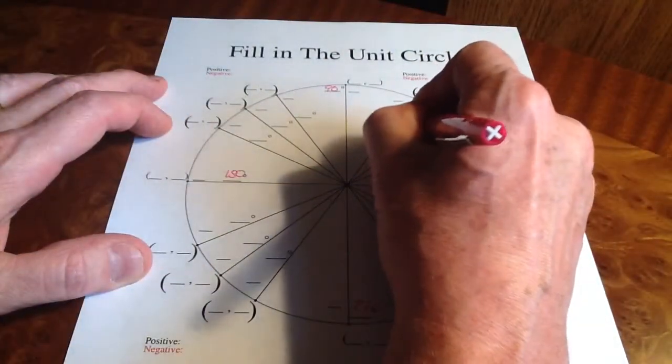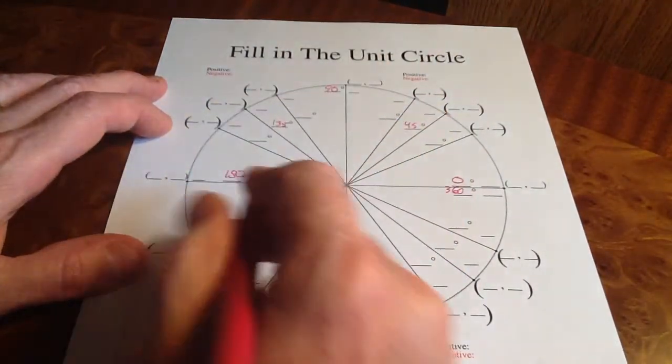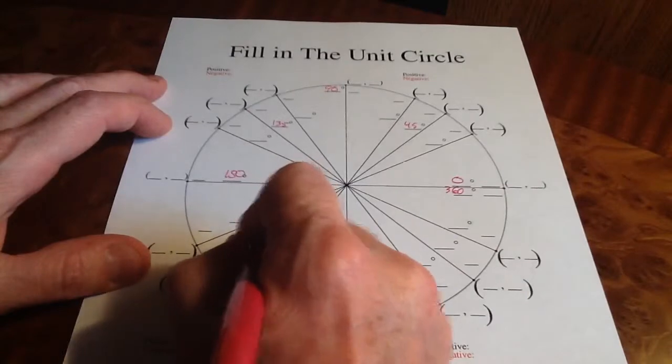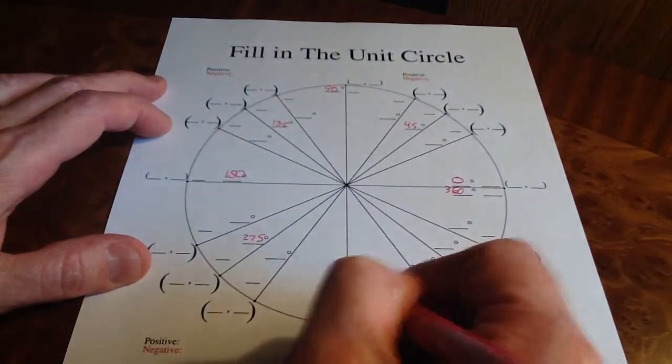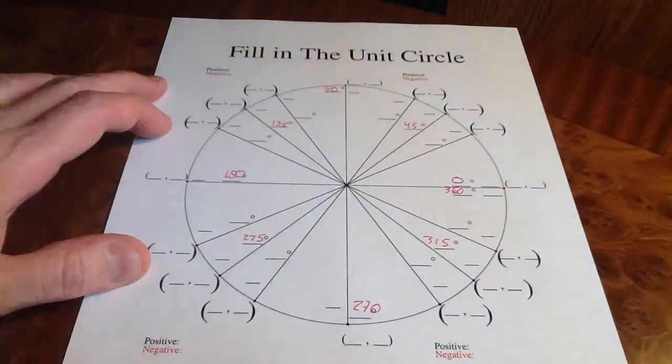Let me go to 45. So we'll do 45, 90, 135, 180, 225, 270, and then that would be plus 45, which is 315.